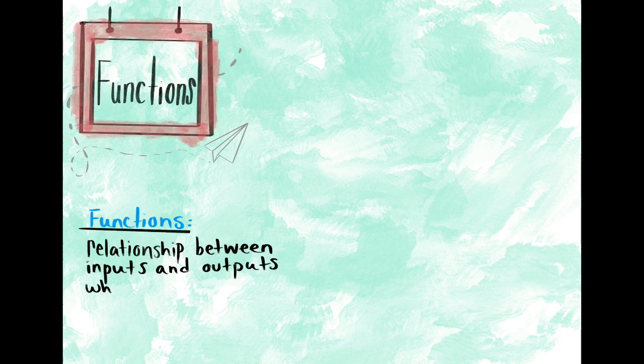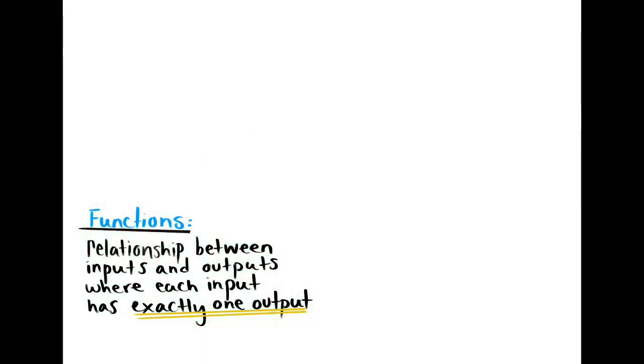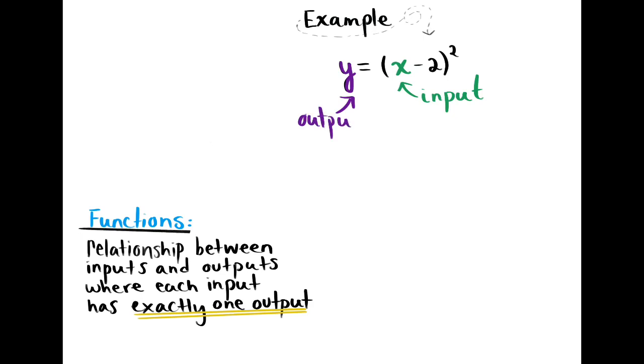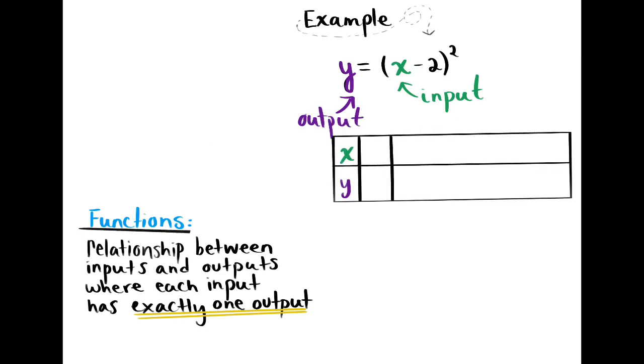So a function is just a relationship between inputs and outputs where each input has exactly one output. So each input, one output. Okay? So for example, if I have the function y equals (x minus 2) squared, x is my input and y is my output. So let's start off by making a table.